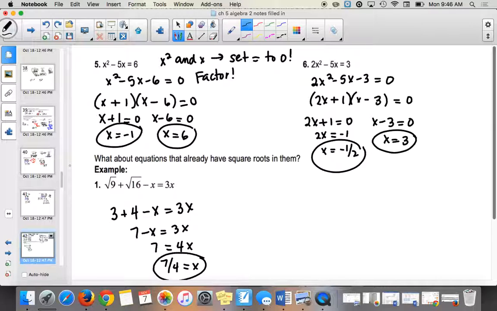Okay, so if there's already a square root in there, it's the principal root. There's an invisible sign. It's a plus in front of it. Okay, it doesn't have plus or minus.